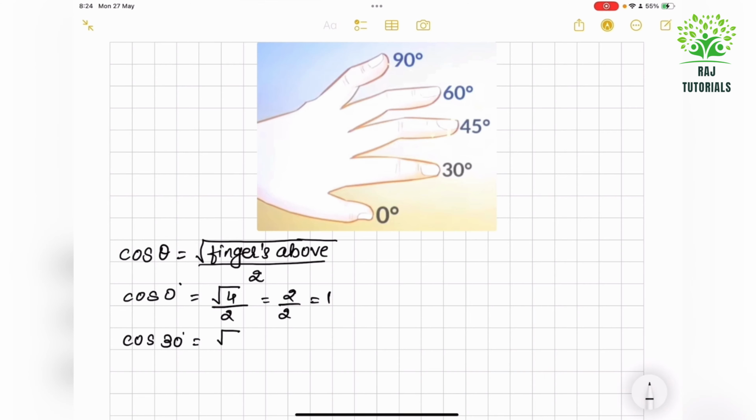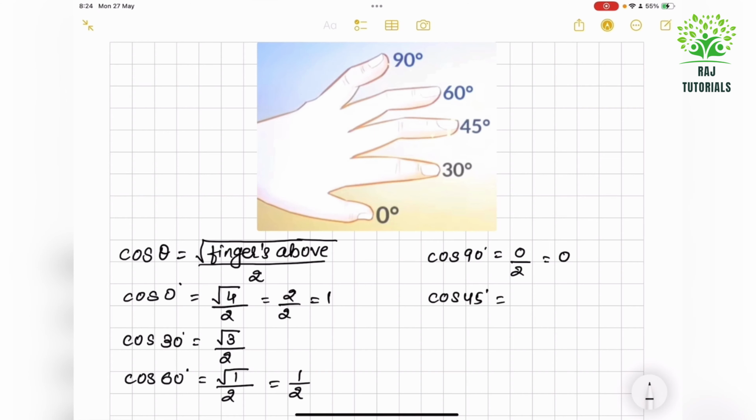Now if I find cos 30, 3 are there above that. So root 3 by 2. Then cos 60, 1 is there only. So root 1 by 2, so 1 by 2. Cos 90, there is no finger above that. So I will write 0 upon 2. So that is 0. Now coming to cos 45, here also, see, 2 fingers are above. So root 2 by 2. So again I will get 1 by root 2 here also.